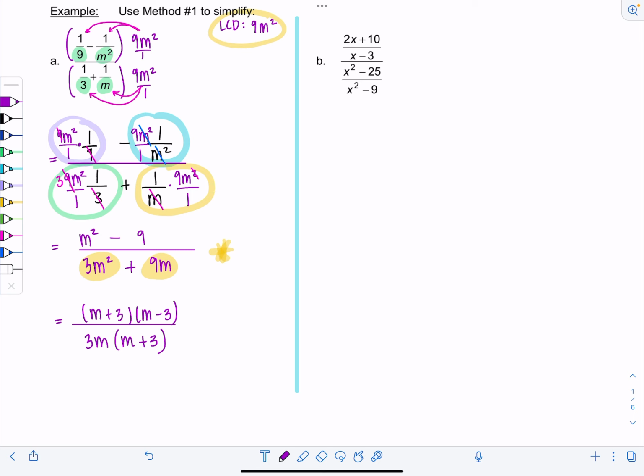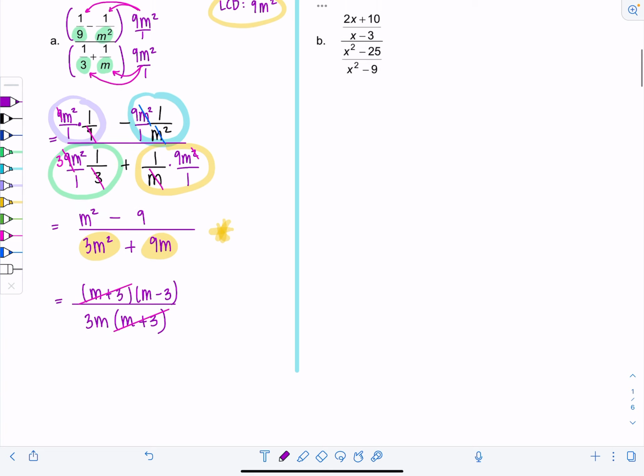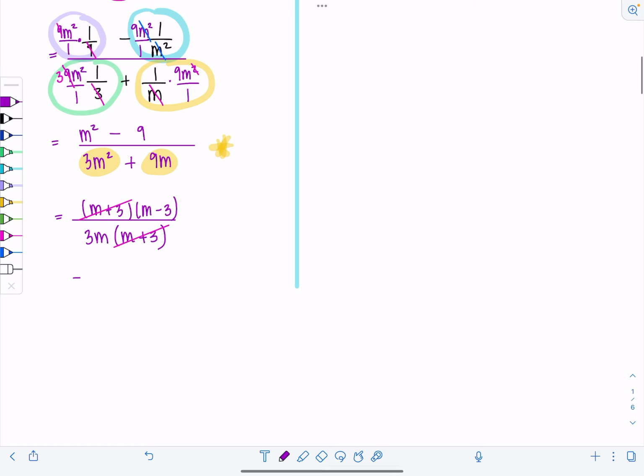If I see any common factors, I can cancel them out, and I sure do. I see m plus 3, so those are going to cancel. And then now, final answer, we're left with m minus 3 over 3m. Okay, you can't cancel any further. We don't normally put the parentheses around the m minus 3 like that when it's the only factor left over in the numerator.